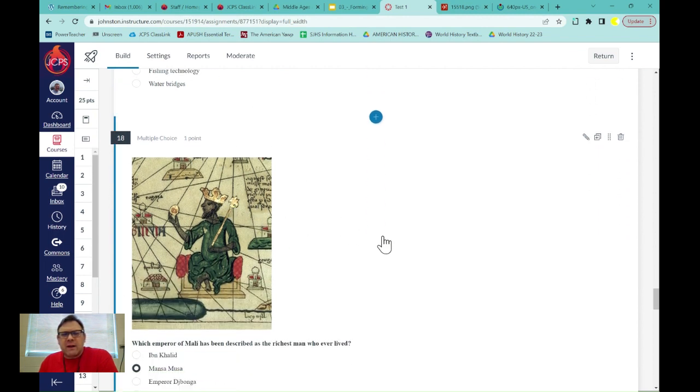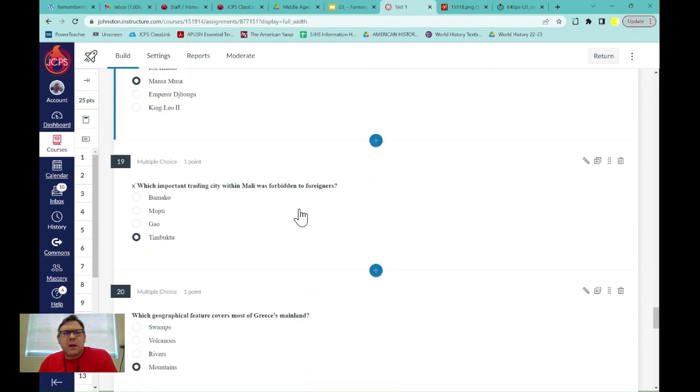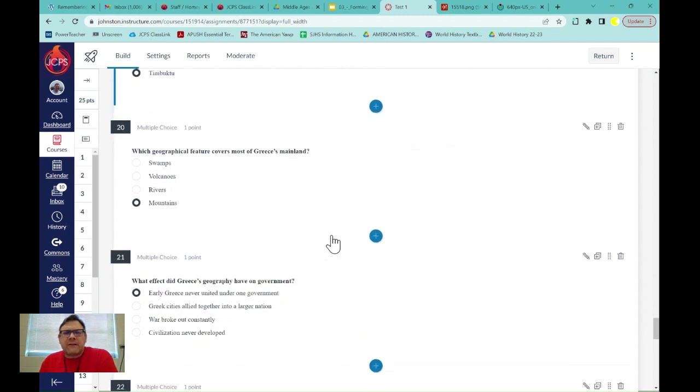This is a picture of Mansa Musa. He is considered to be the richest man who ever lived by lots of accounts. He got rich from the gold-salt trade. Which important trading city within Mali was forbidden to foreigners, including their university? That was Timbuktu.